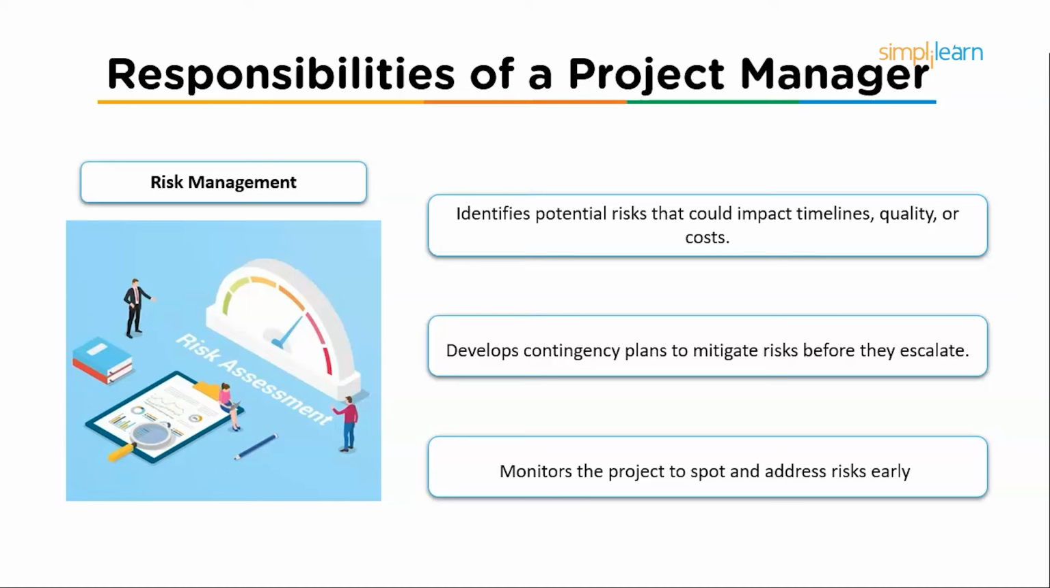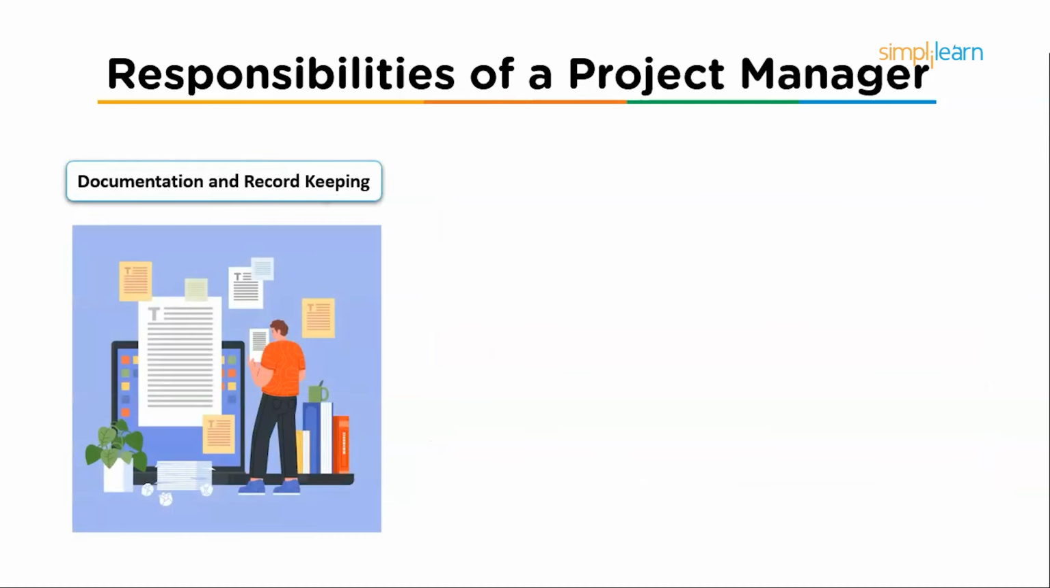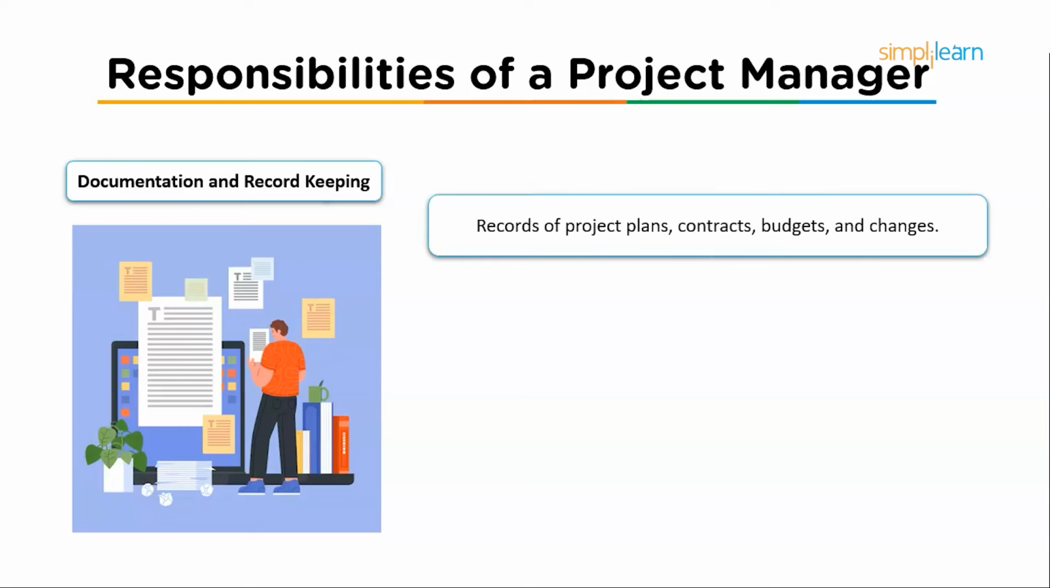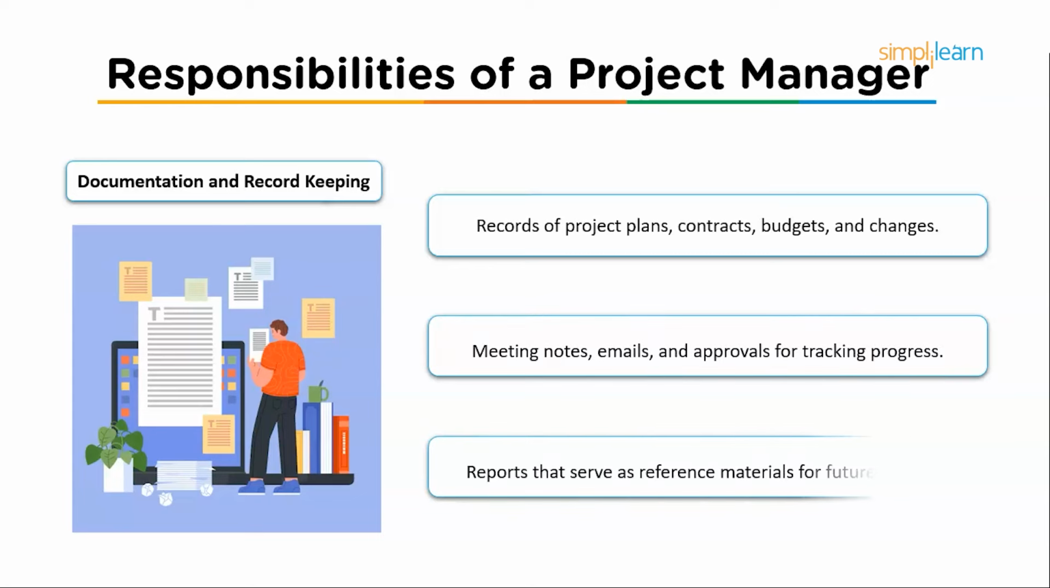So, now moving on, we have documentation and record keeping. Proper documentation ensures accountability and compliance. The project manager maintains records of project plans, contracts, budgets, and changes. He also keeps meeting notes, emails, and approvals for tracking progress. He also prepares reports that serve as reference materials for future projects. So good documentation helps in audits, process improvements, and learning from past projects.